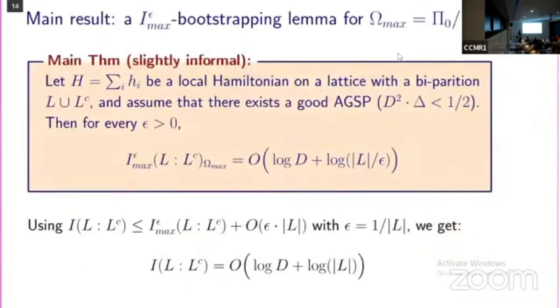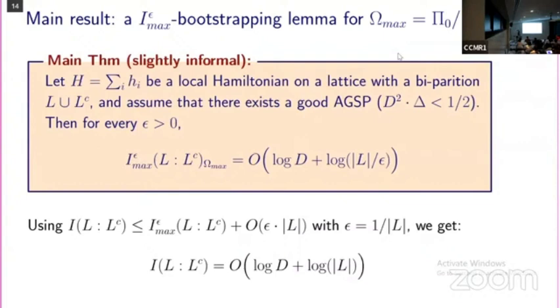Okay, so now I can state the main result. The main result says that if we have a local Hamiltonian and we have some bipartition of this local Hamiltonian to L and the rest of the system, and suppose God has given us this nice AGSP with d squared times delta smaller than 1/2, then the epsilon maximal mutual information satisfies this bound. It is bounded by log d, where d is the parameter of the AGSP, plus this thing. Taking epsilon to be 1 over L, and using the previous continuity result, this immediately gives us straightforwardly an area law on the Hamiltonian information.